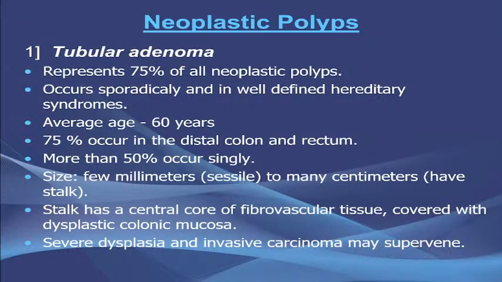So at colonoscopy, the colonoscopist has really to be careful and not miss them, because they can be very small, a few millimeters, and of course up to large lesions, a few centimeters, and be pedunculated. So the stalk or the pedicle has a central core of fibrovascular tissue, and then that is covered with dysplastic colonic mucosa. And if there is severe dysplasia, then of course we are looking at the potential for malignancy.